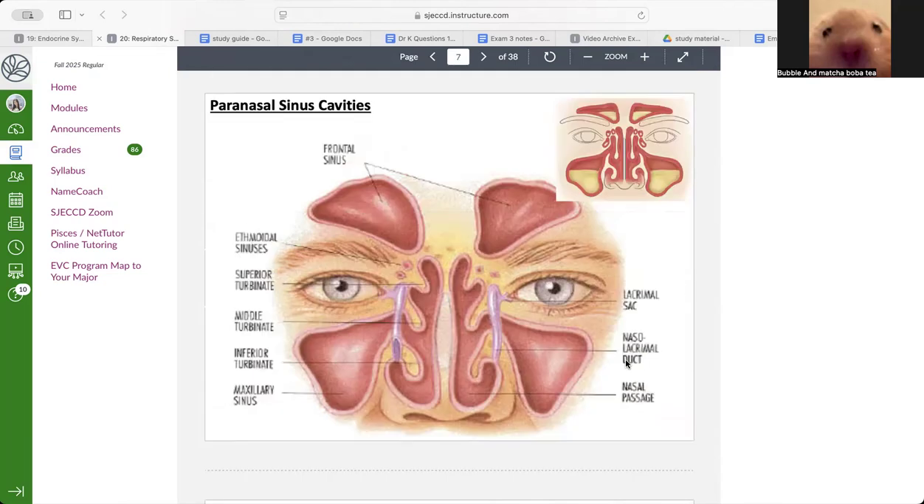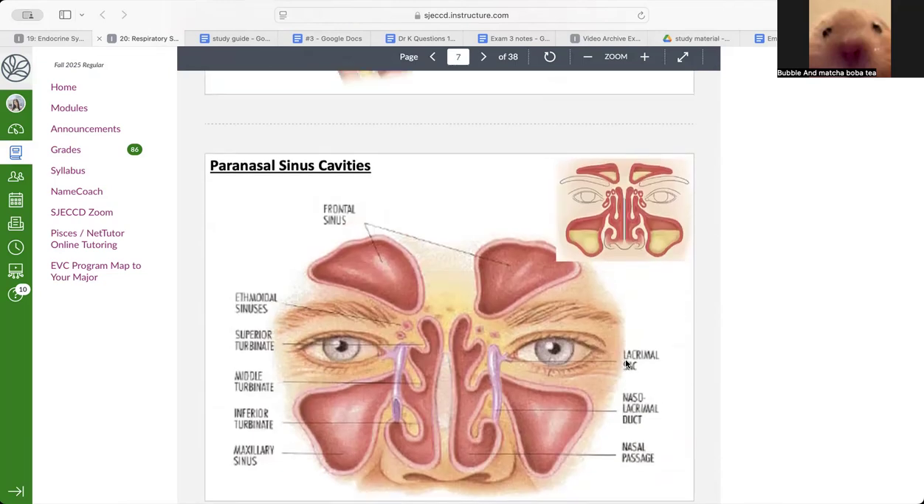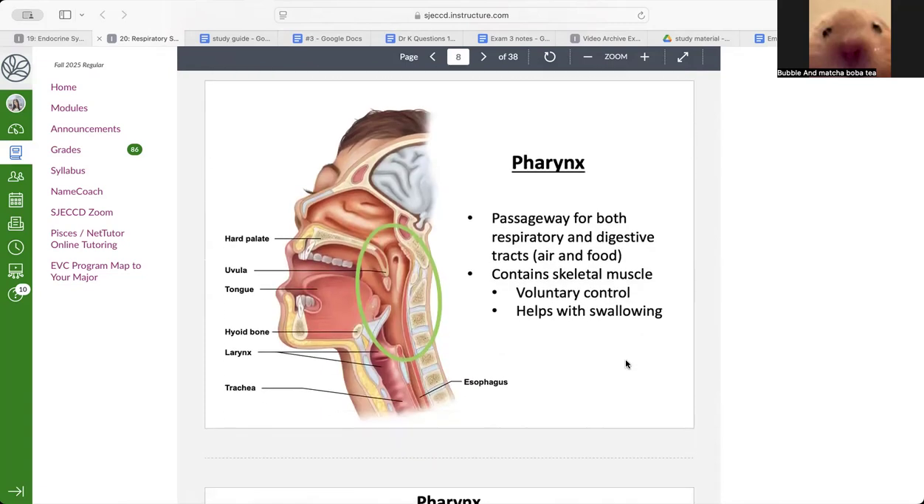So you have paranasal cavities: your frontal, ethmoid, sphenoid, and maxillary. And your pharynx, right? This one is a passageway for the respiratory and digestive systems. The food travels down the esophagus, and the air goes to the larynx, trachea, and towards the lungs.